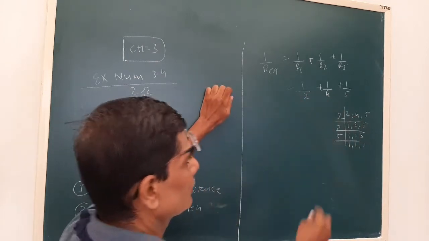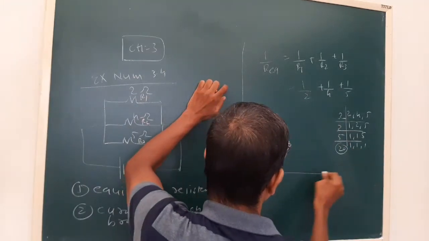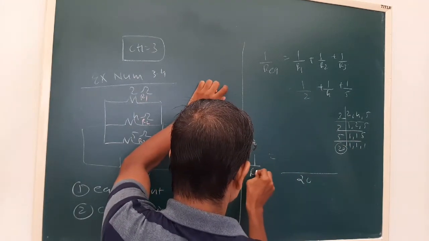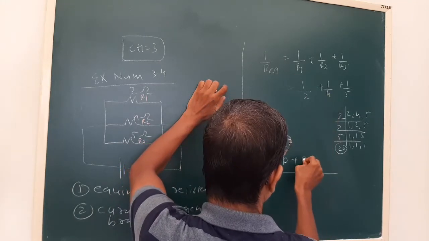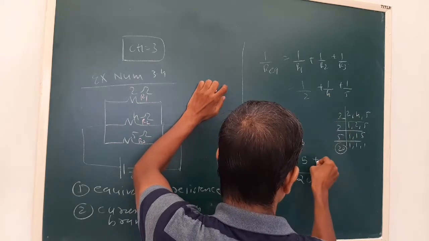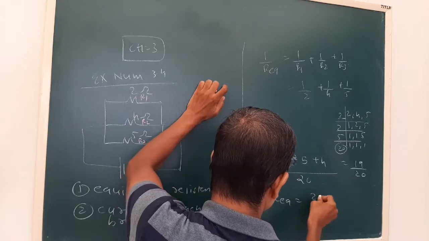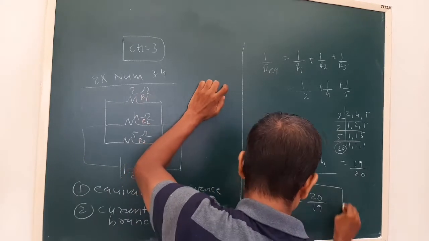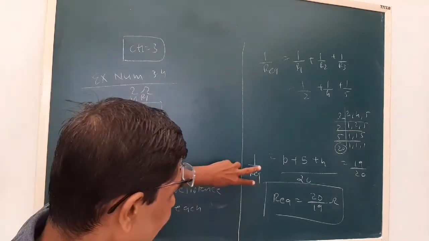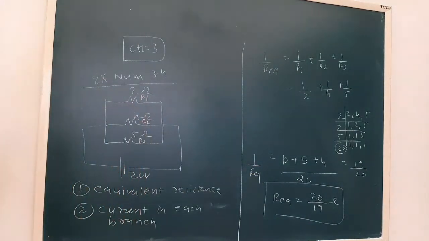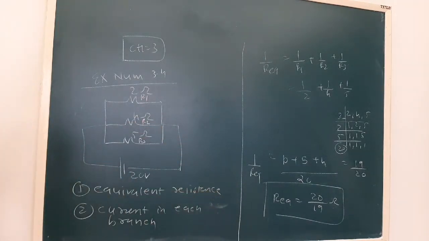So 2 2s are 4, 5 4s are 20, so 20 is the LCM. So 1 upon R equivalent is 20 upon 2 will be 10, 20 upon 4 will be 5, 20 upon 5 will be 4. That is 19 by 20. So R equivalent is... Now see, we have to keep in mind, we should not forget taking the reciprocal. That is a common mistake we observe. So here the equivalent resistance is 20 upon 19.